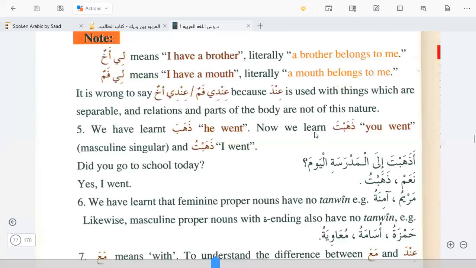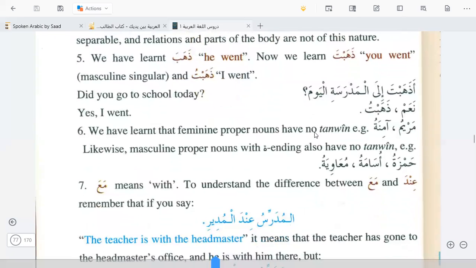Point number 5, we have learned dhahaba, he went. Now we learn dhahabta, that means you went. Dhahaba, that means he went. And dhahabta, that means you went, masculine singular. And dhahabtu, that means I went.